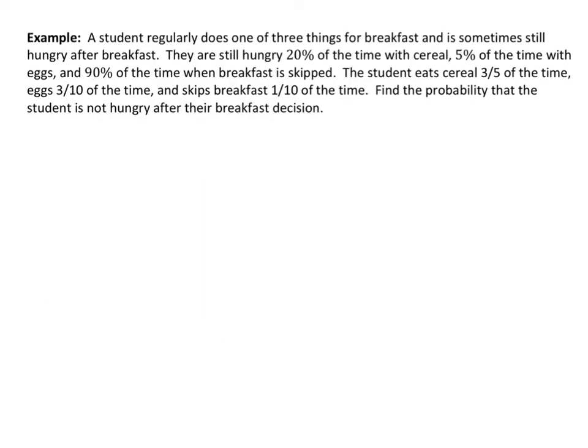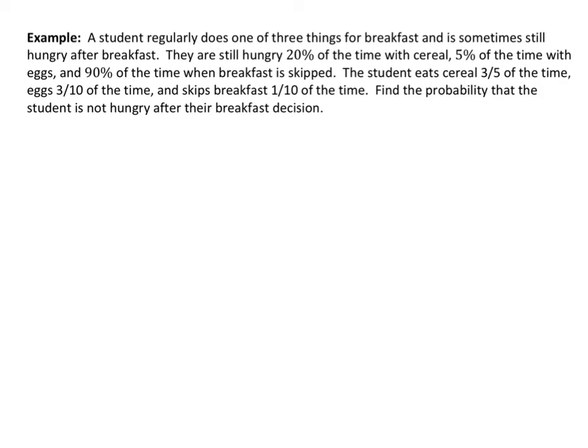One of the strengths of using tree diagrams is that they can also handle more than two events. You can kind of do that with Venn diagrams, but it can get really messy. This is an example where I've got one event that has three possibilities in it. My example says a student regularly does one of three things for breakfast and is sometimes still hungry after breakfast. They're still hungry 20% of the time when they eat cereal, 5% of the time when they eat eggs, and 90% of the time when they skip their breakfast.